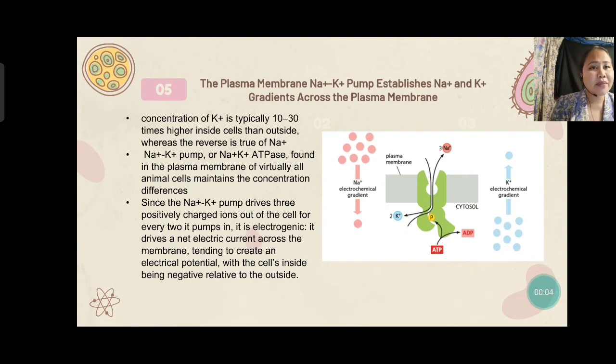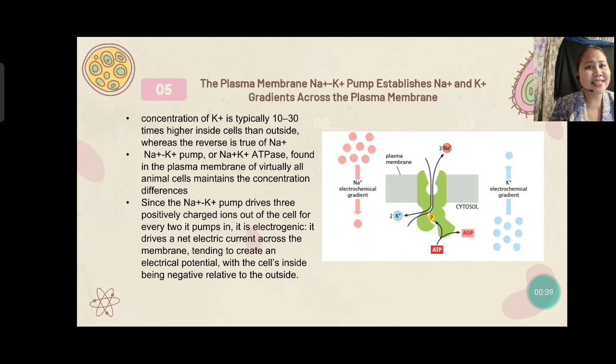So for number 5, the plasma membrane sodium ion potassium ion pump establishes the sodium ion and potassium ion gradient across the plasma membrane. The concentration of the potassium ion is typically 10 to 30 times higher inside cells than outside, whereas the reverse is true of the sodium ion. The concentration of sodium ion outside is higher than that of potassium ion.